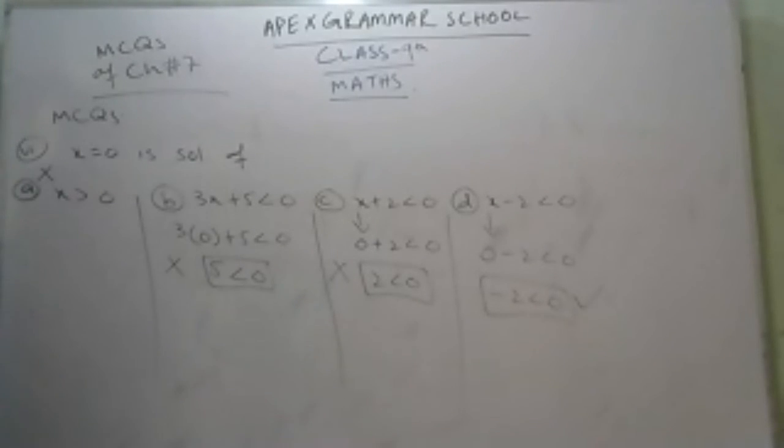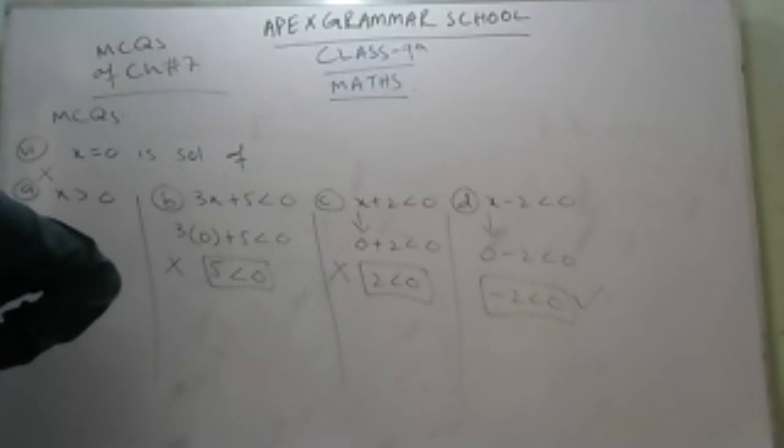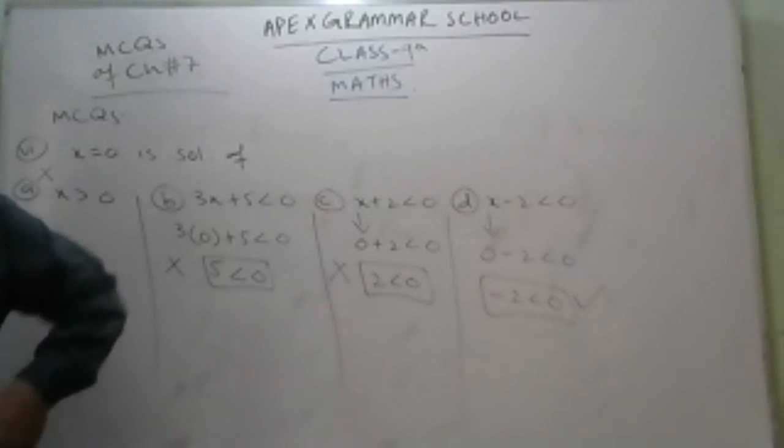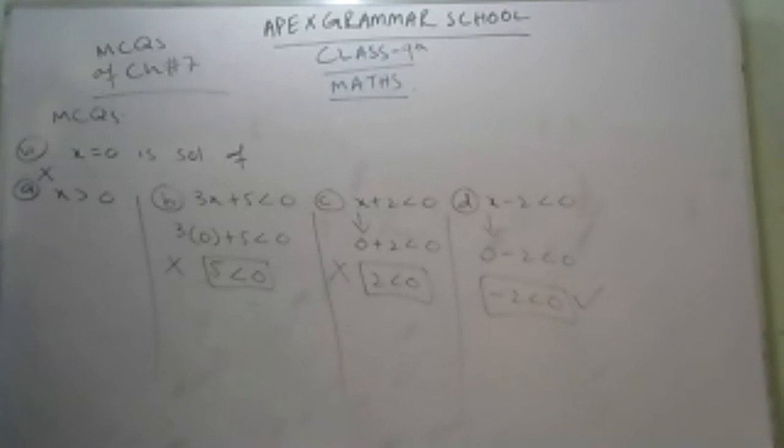So for today it is enough. In the next lecture we will discuss question number 3, because question number 2 is about true and false, which we are not concerned with. So we will finish this chapter 7 also.